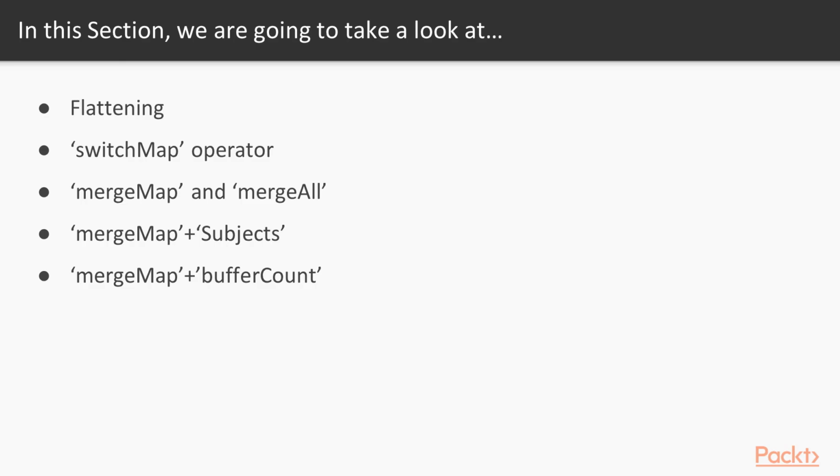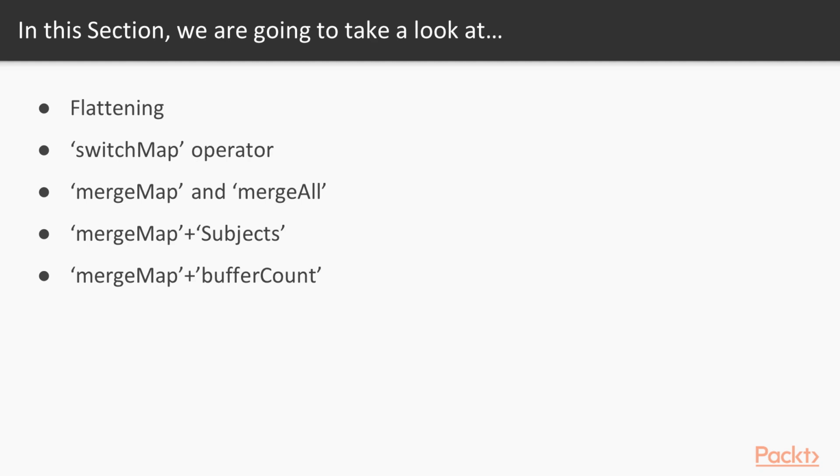In this section, we will learn what is observable flattening. You will find out how to use the switchMap operator to prevent race conditions while providing the most up-to-date data to the component. Also, I will describe merge operators that will help you to combine higher-order observables.